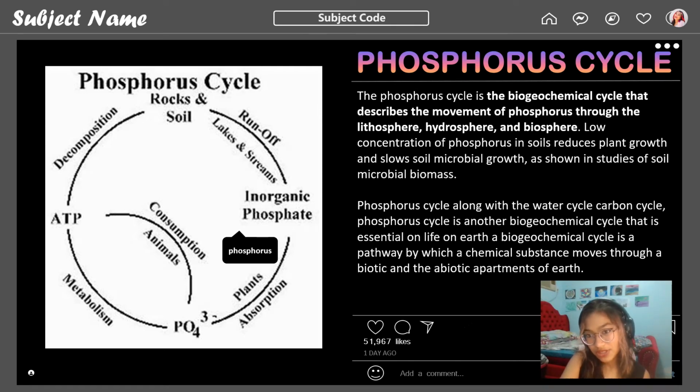A biogeochemical cycle is a pathway by which a chemical substance moves through the biotic and abiotic compartments of Earth. So here you can see the phosphorus cycle. Here is the runoff and inorganic phosphate, then plant absorption, metabolism or consumption of plants, decomposition, and the cycle goes on and on and on.